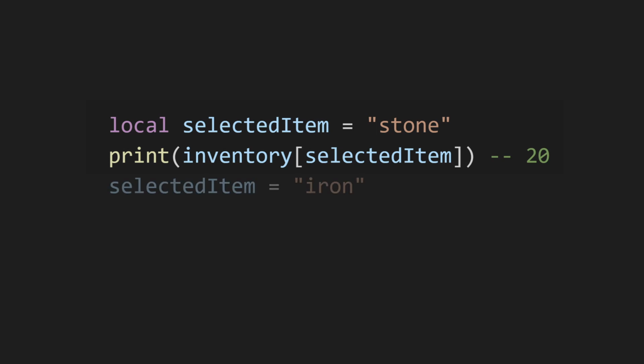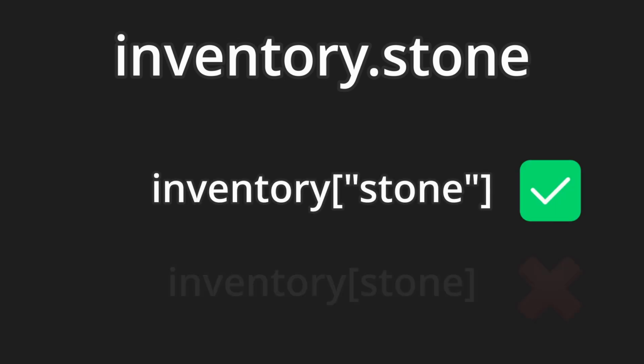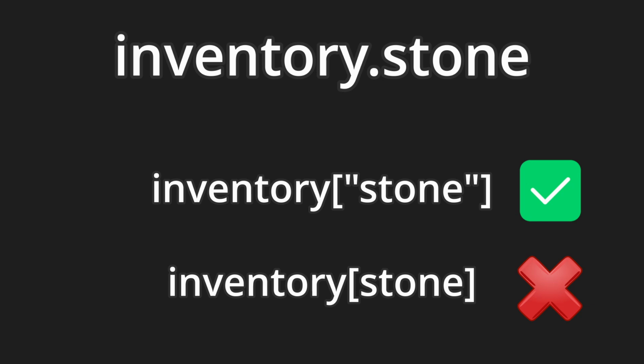If we change the value of selectedItem, you can see that the value we're accessing is different. I'm sure you can imagine some system where we change selectedItem when scrolling through our inventory to show how much of each item we have, which is much more extensible than creating a bunch of if statements. Be careful not to get the variable indexing and dot indexing mixed up. Dot variable is equal to this, not this.